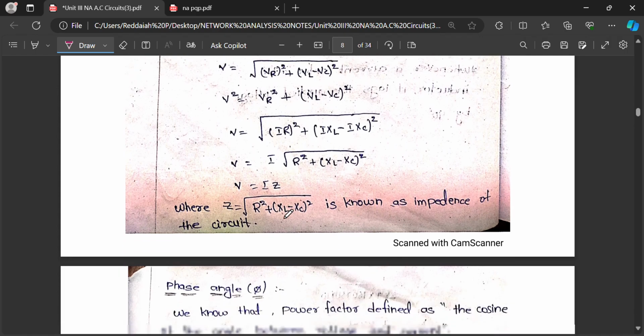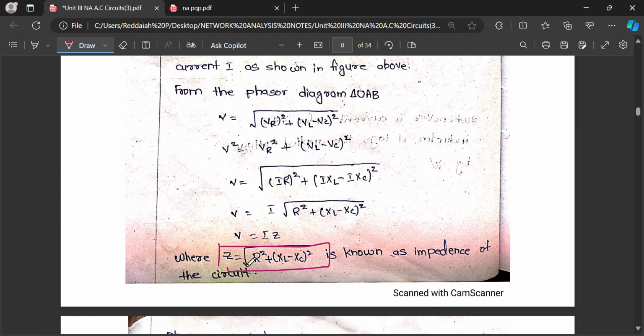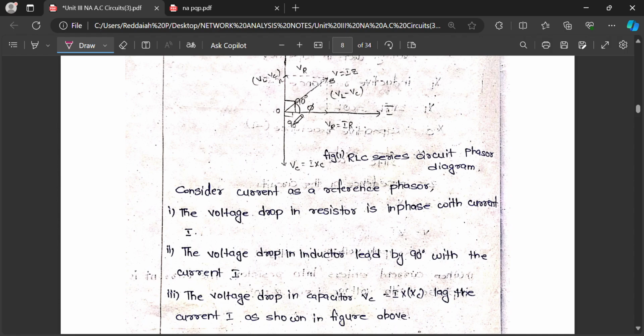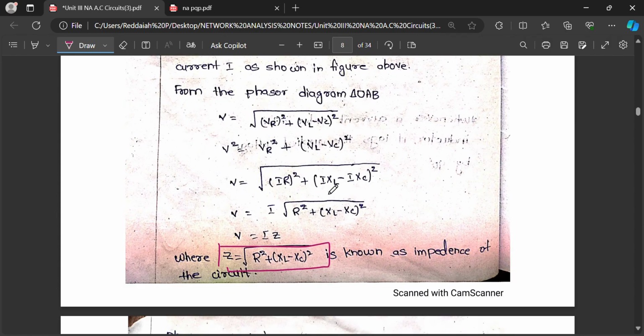Now the RLC circuit derivation: Z equals the square root of R square plus (XL minus XC) whole square. This derivation you can see. From the phasor diagram you can find this. How did we get this? From the phasor diagram, this is Z, and V equals I into Z. VL minus VC can be represented as I into (XL minus XC). I you can take outside, then R square plus (XL minus XC) square. From this it is called impedance Z.